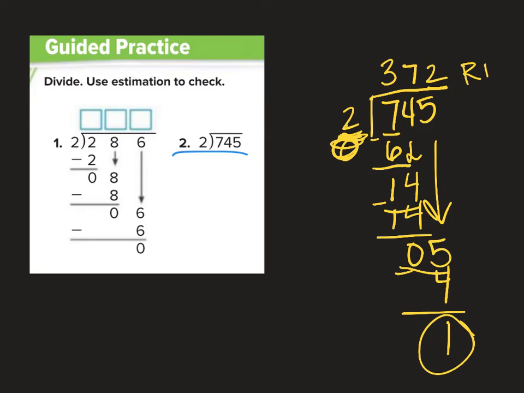Use estimation to check. Okay, oops, I didn't do that again. Here's what I'm going to notice. I'm going to do 800 divided by 2, because that's an easy one for me because I know that 8 divided by 2 is 4. 80 divided by 2 is 40. So 800 divided by 2 is 400. Are 372 and 400 close together? Yes, they are. So we know we're good to go.